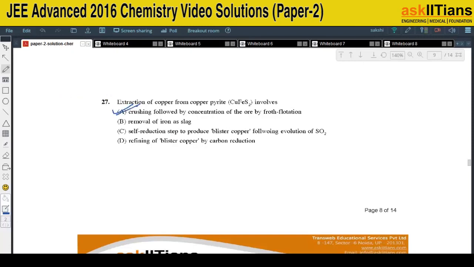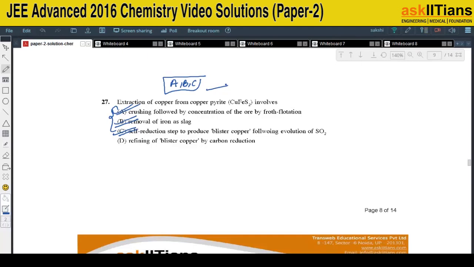And then it is saying there will be removal of iron as slag. Again, you can say this is the correct option. Third says self-reduction step to produce blister copper followed by evolution of SO2. This is again right, whatever we have done. Only the fourth option, refining of blister copper by carbon reduction, is a wrong statement in this particular question. So we can mark only A, B, C as the correct statements for this question.